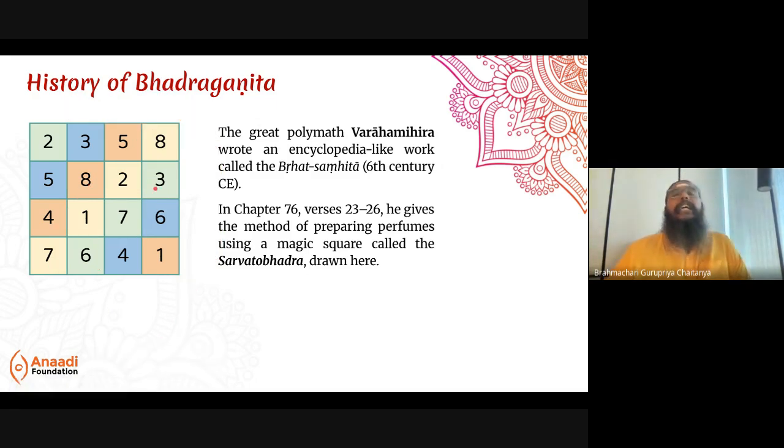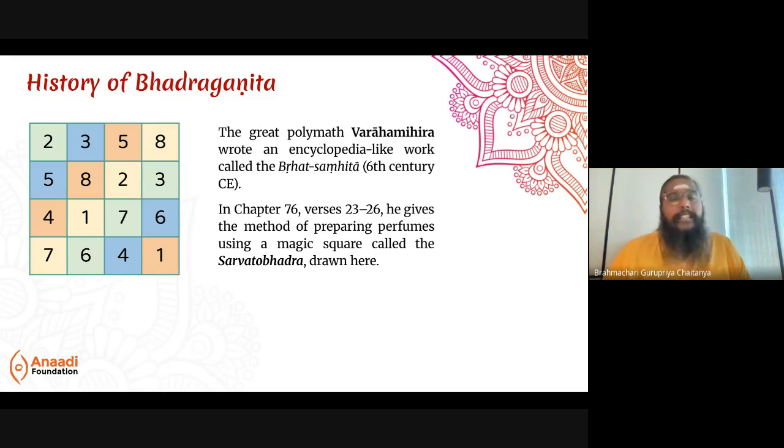Such an arrangement is called a pan-diagonal magic square. However, this magic square has a repetition of numbers, but he created this for a very, very interesting reason. This is called the Sarvato Bhadra.